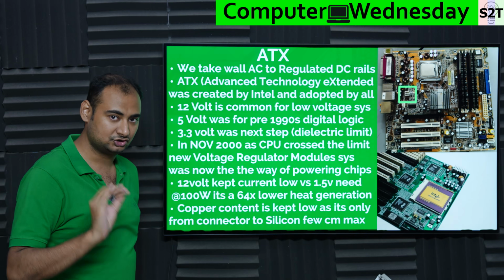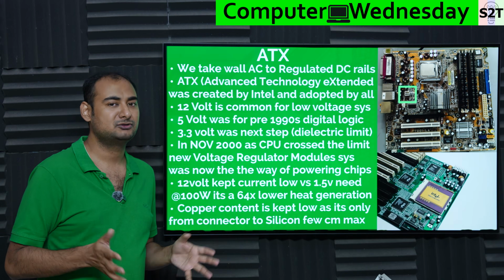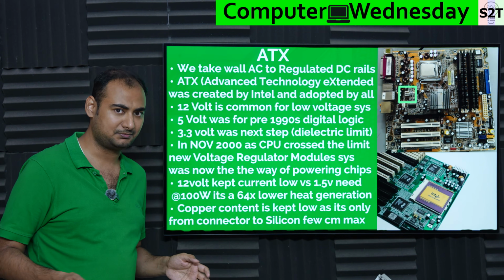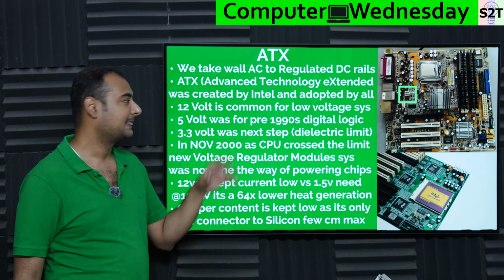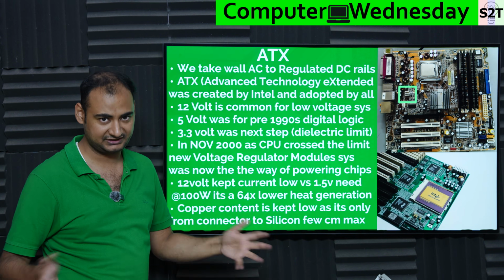It will remain in that zone. So that's what we need. So people realized, and Intel at that time was a very prolific name and almost like a monopoly. So they came up with the idea. It was Advanced Technology Extended. They created basically a rule book, so to say, a guidebook.